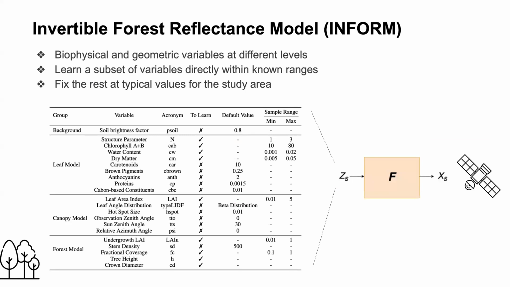Yeah. So the first model, the leaf model, gives an output from these input variables, and then we build the canopy models on top of the leaf models, and then it incorporates some forest features to get the output. So it's kind of like a combination of previous RTMs.